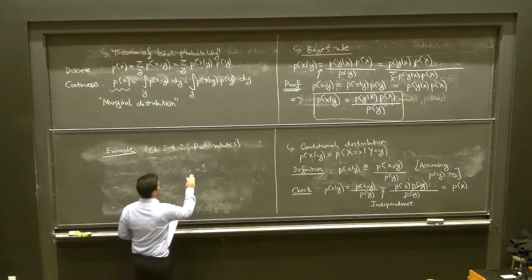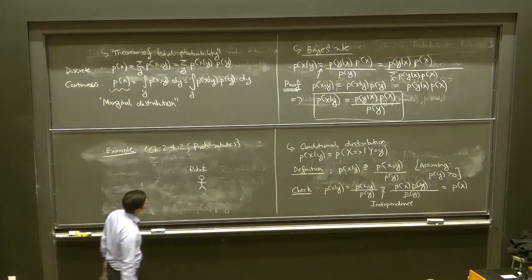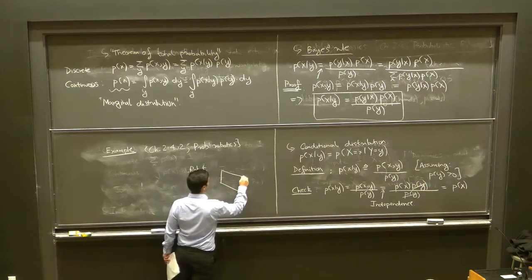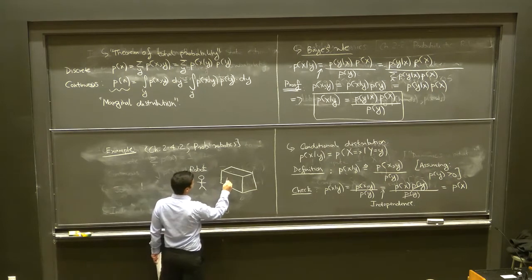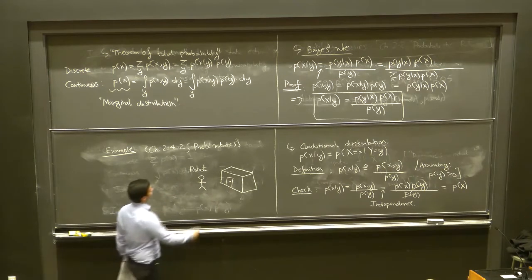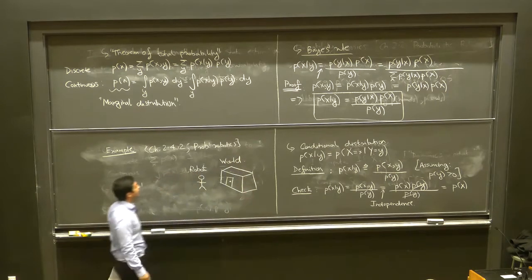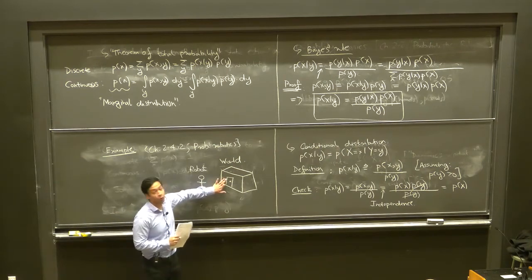So in this example, we have a robot. This is my stick figure drawing of a robot that's looking at, let's say, a building, and there's a door in the building. So this is the world that the robot is operating in. And the entire state of the world has to do with whether the door is open or not.